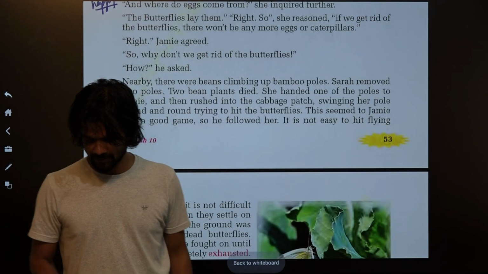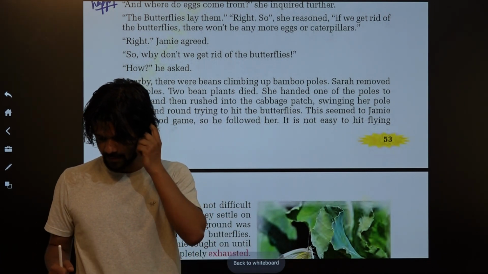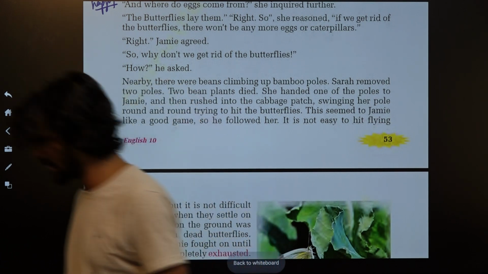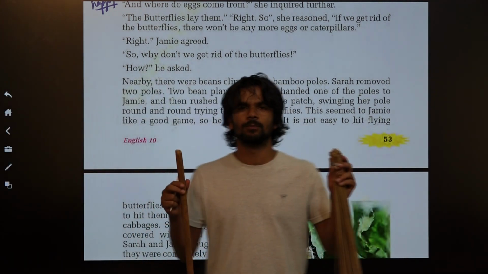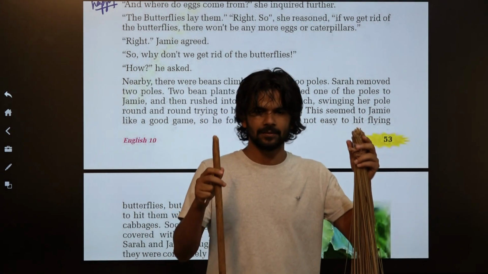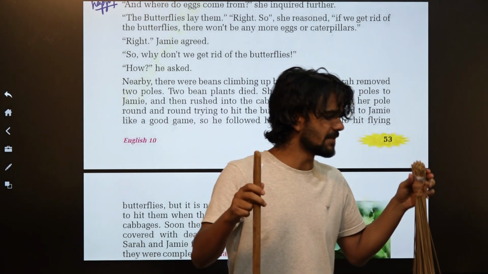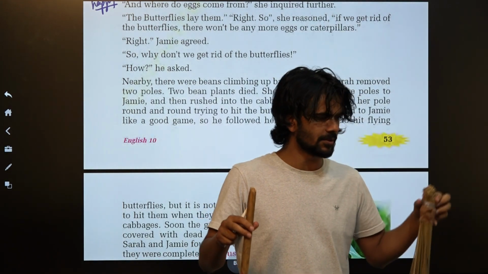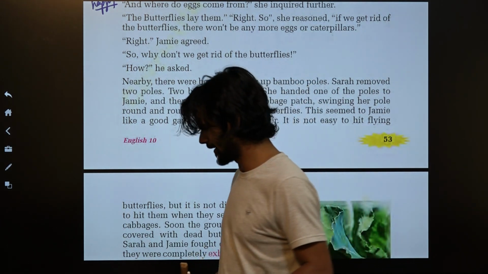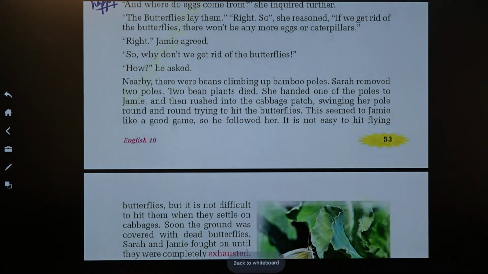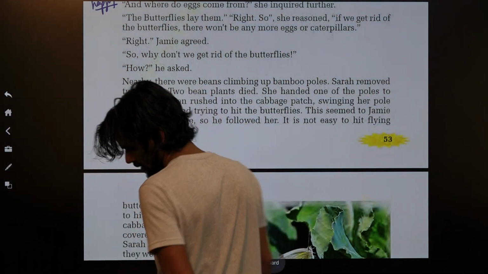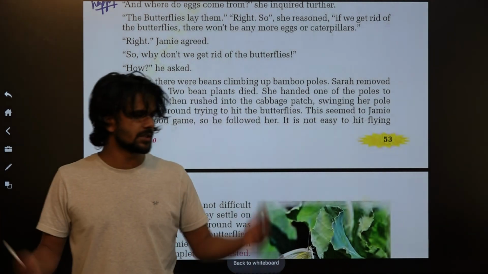Nearby there were two beans climbing up bamboo poles. So in the farm, you had these two poles, and the beans were actually climbing these poles. Beans are creepers, right? And the beans were probably dry, isn't it? What does the paragraph say? Two bean plants had died.